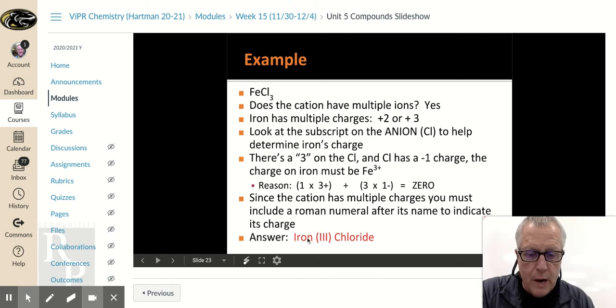To correctly write that, we use Roman numerals in parentheses. To indicate that this is the iron 3 plus, you would write parentheses and then Roman numeral 3, close up the parentheses, and then chloride.